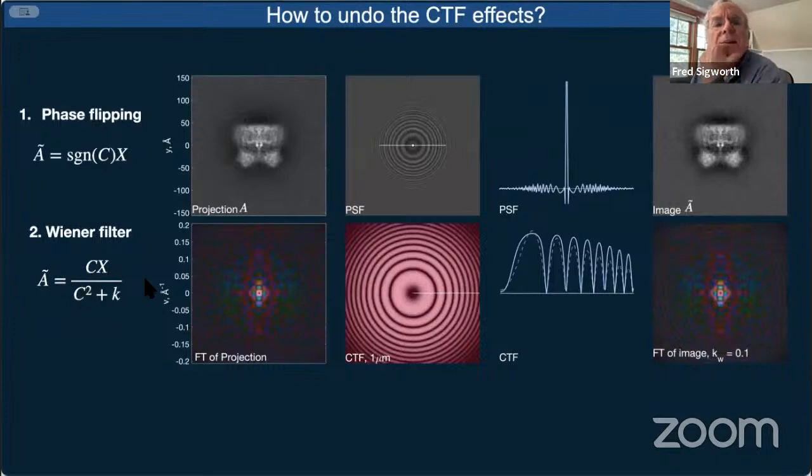Now, what does that do? Well, what it does is it converts the CTF into something that's a little bit broader. It still has zeros, but the zeros aren't as deep. And you get an even better looking reconstruction. If you operate in effect by this CTF, you get a better looking image.